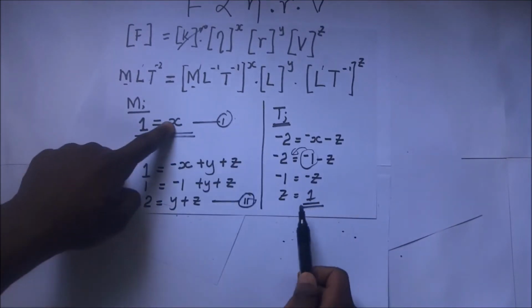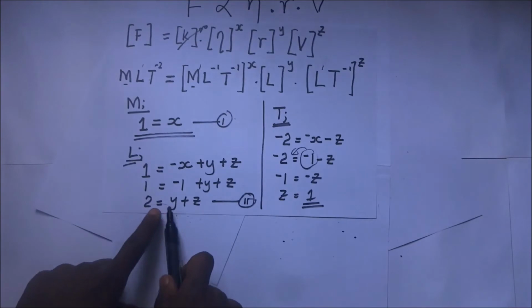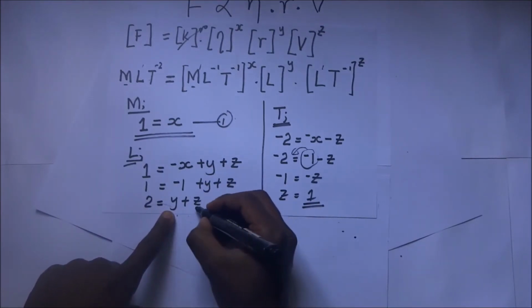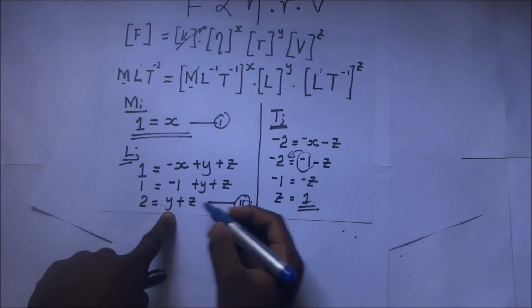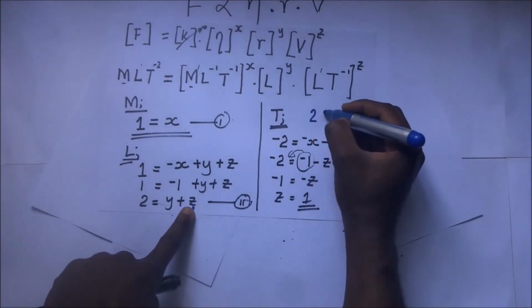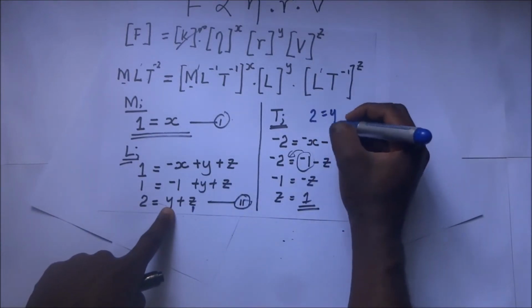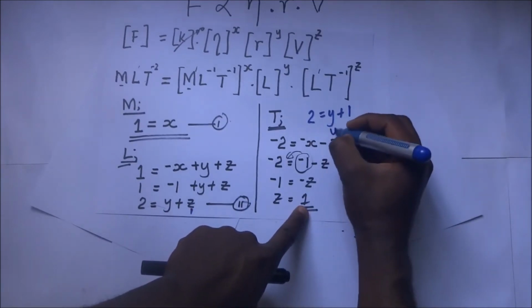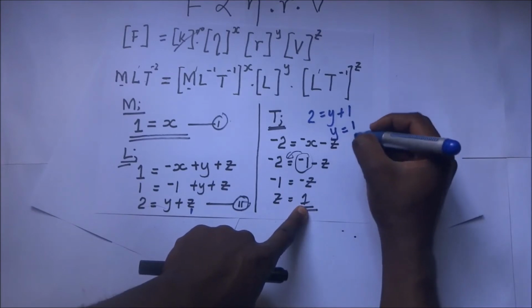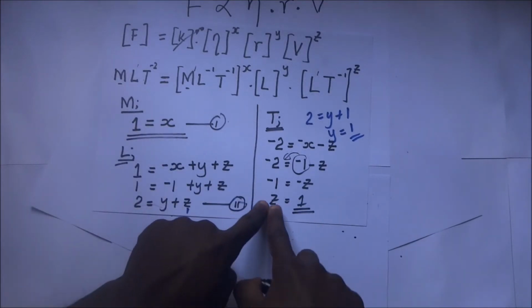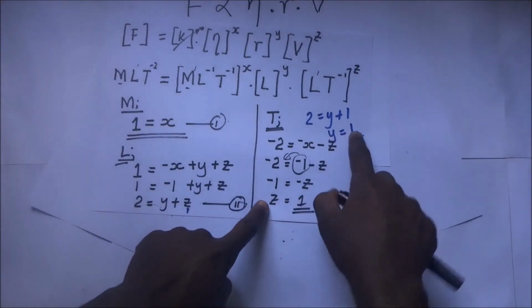Since we have x and z, we can go ahead and find y. From the expression y plus z equals 2, if we substitute z as 1, our value of y is going to be 2 minus 1, which is 1. So from our working, as we use dimensions, we realize that the value of x is 1, the value of z is also 1, and the value of y is equal to 1.